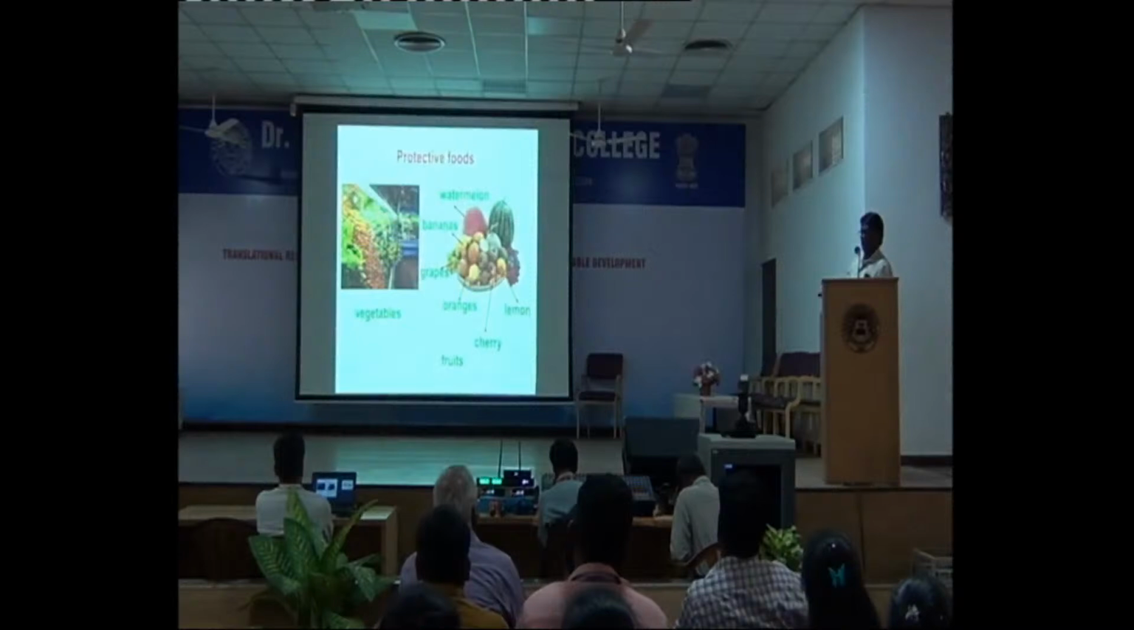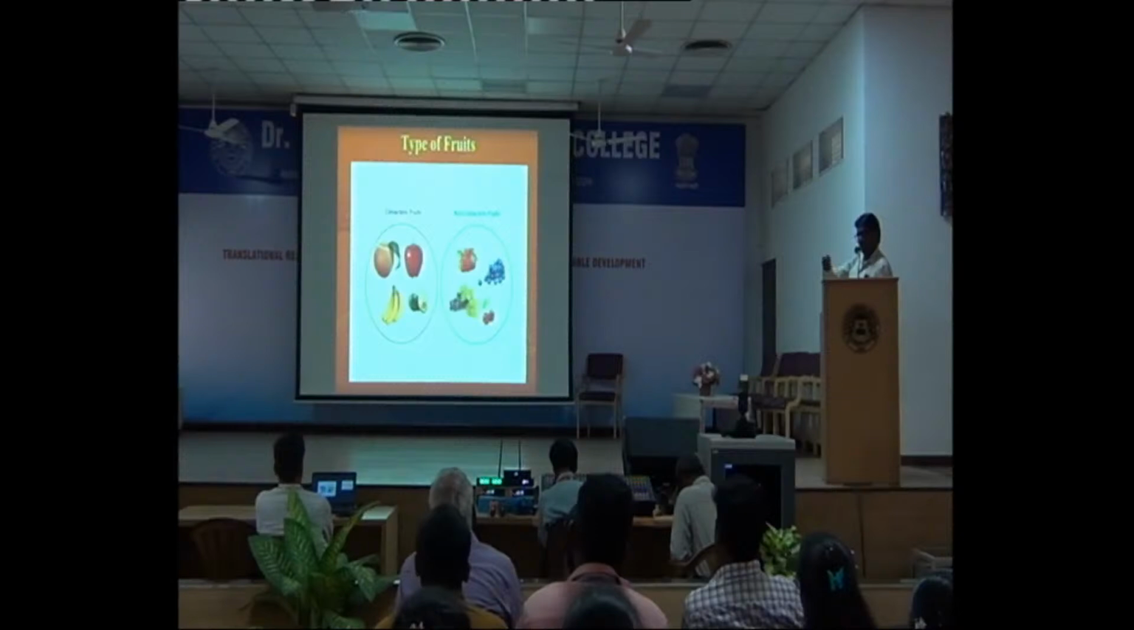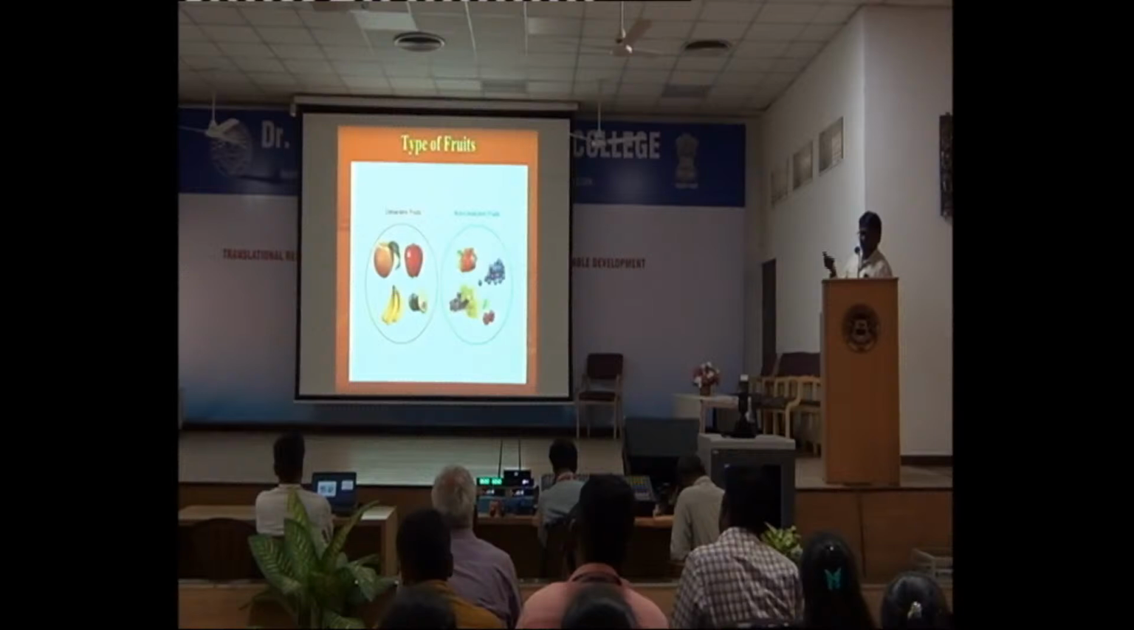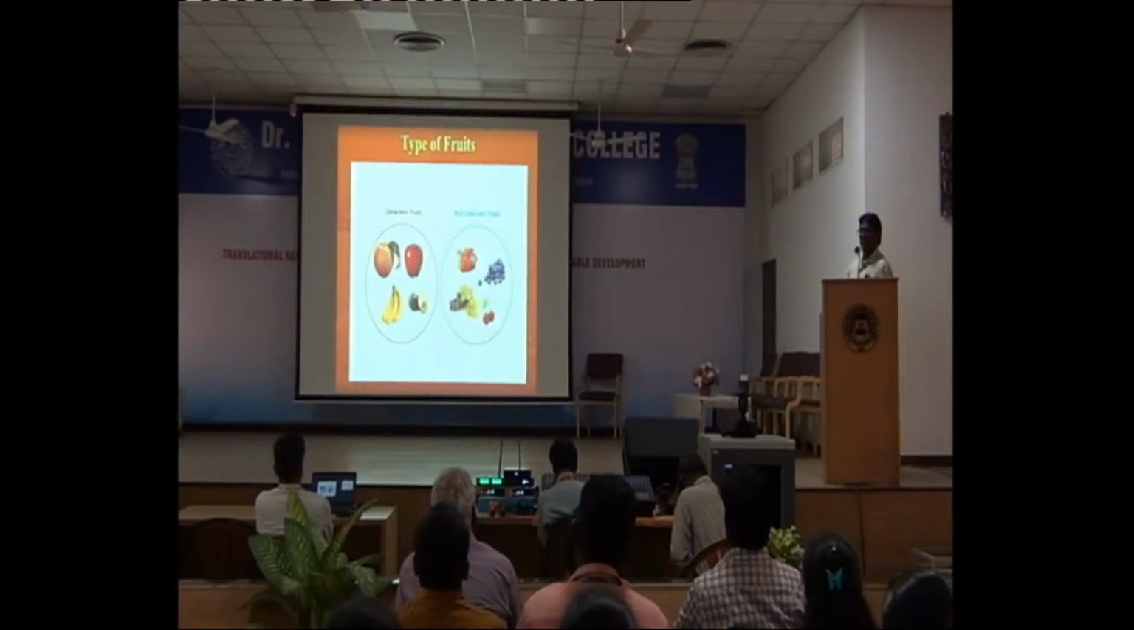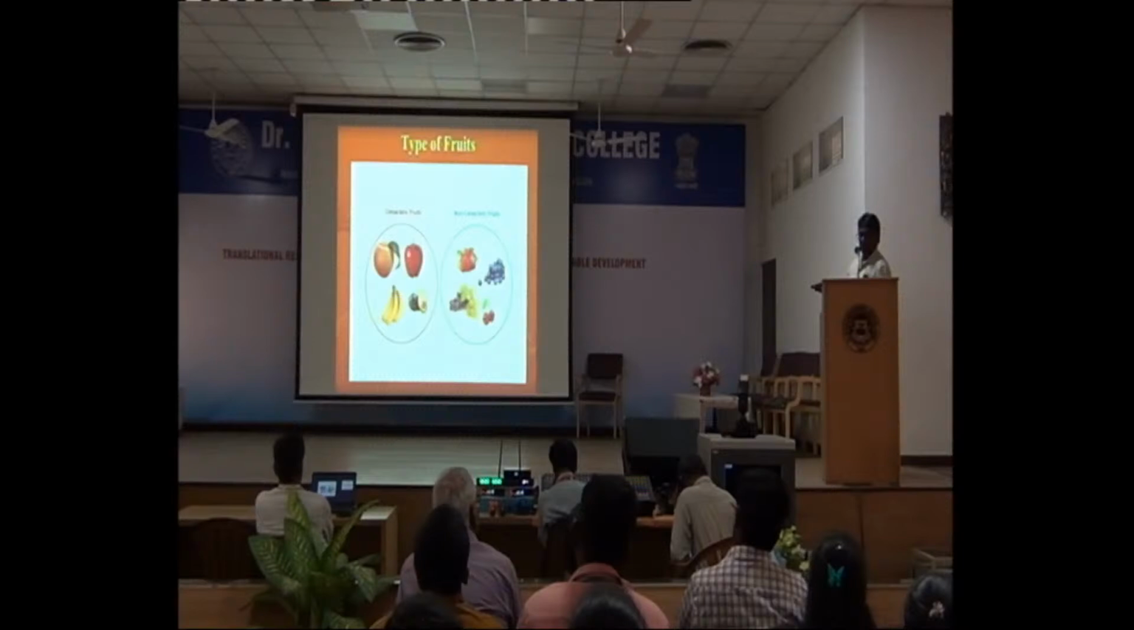There are two types of fruits available. One is climacteric fruits, another one is non-climacteric fruits. The fruits which, when detached from the mother plant, start ripening, with every physiological and biochemical change taking place, are climacteric fruits, where respiration is very high and ethylene release is also very high. Ethylene is one hormone responsible for the ripening of fruits. The other category is non-climacteric fruits. You can see strawberry and grapes, where after detachment from the mother plant, not many changes take place. So this is the difference between climacteric and non-climacteric fruits.